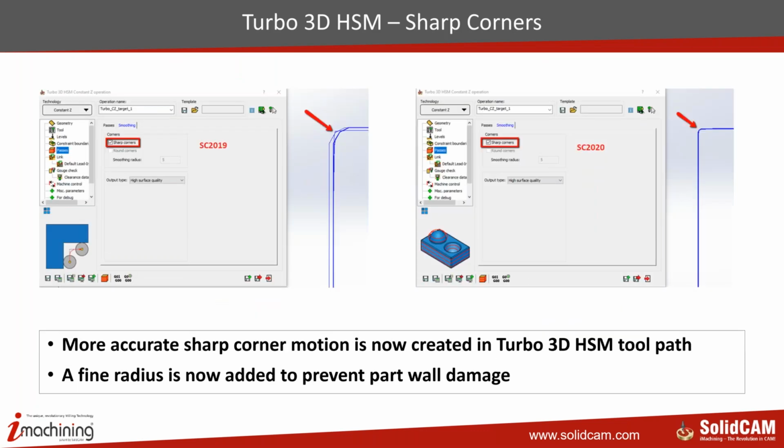This is another function for more accurate sharp corners inside 3D HSM toolpath. So you will get a very neat sharp corner. Instead of a sharp corner, you get a small fillet, so a fine radius is added to prevent wall damage. So this is a new function inside 3D HSM.